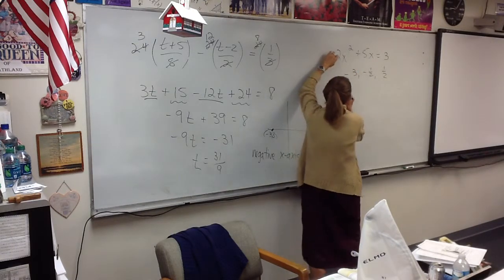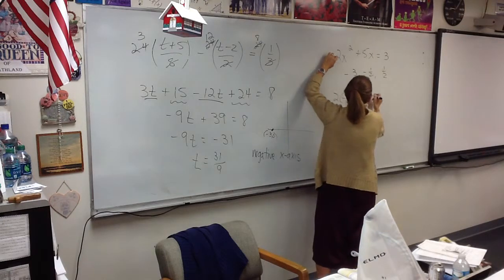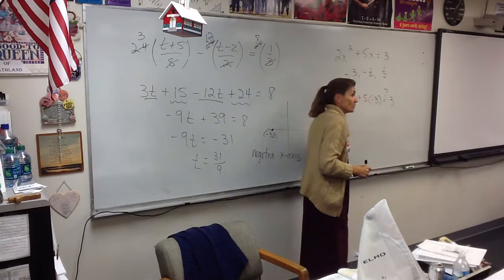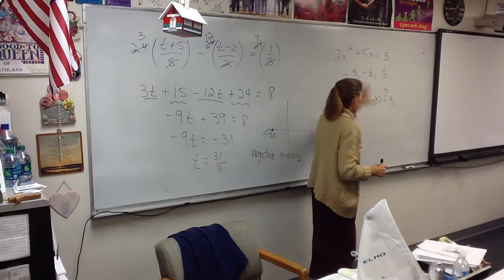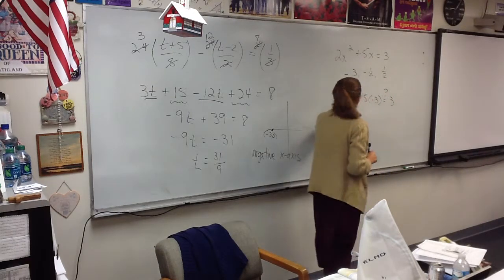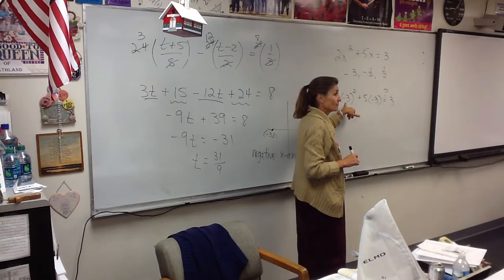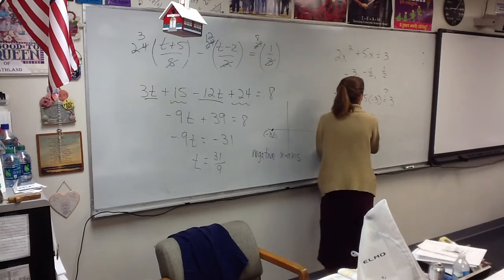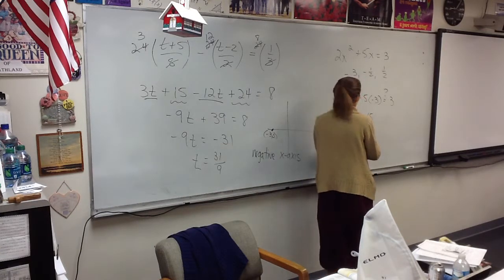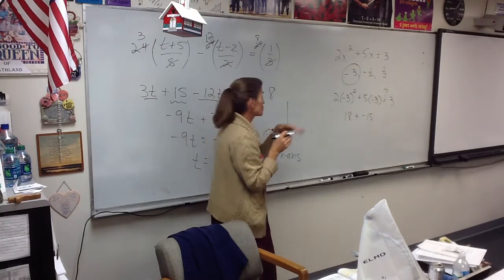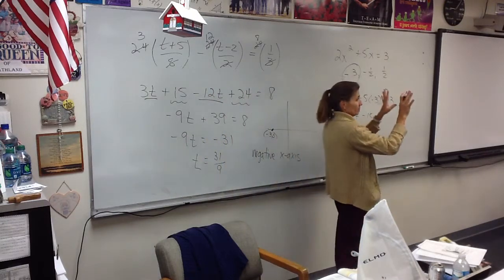So what I'll do is I'll just put negative 3 in for the x's and see if, when I do that, it all works out to equal what it's supposed to be. Okay, so what's negative 3 squared? 9 times 2? 18. So this is 18 plus negative 15. What's 18 plus negative 15? So that one works, right? That one worked out when I checked it. And that's all they're asking you to do, is plug it in.